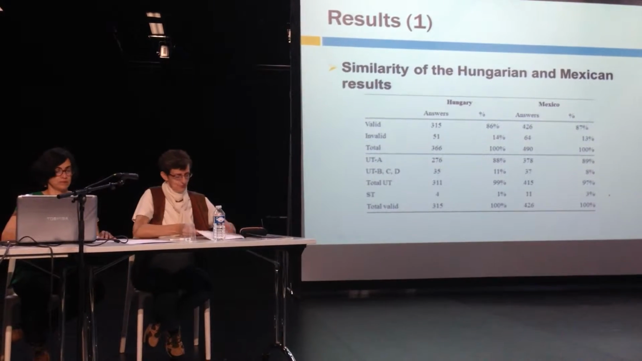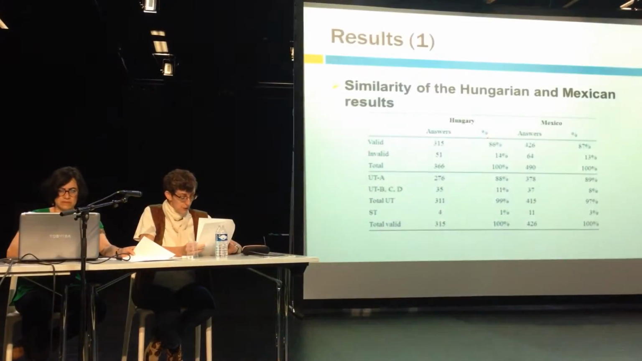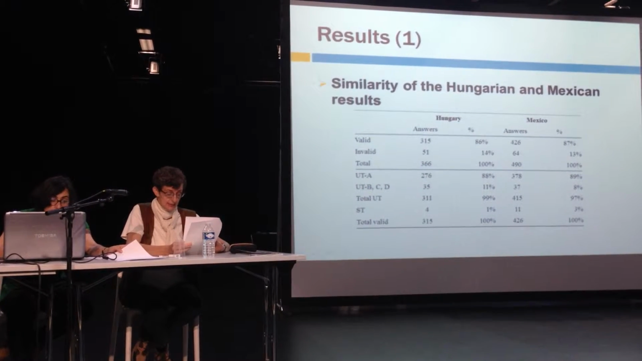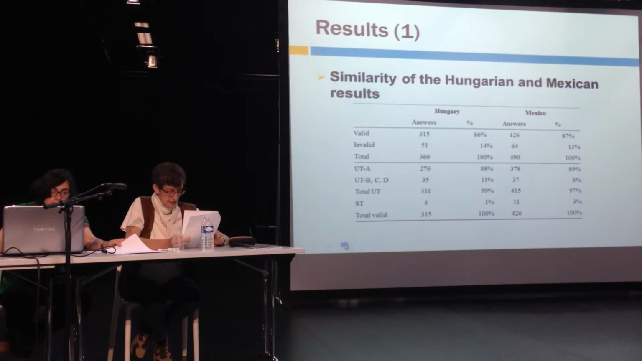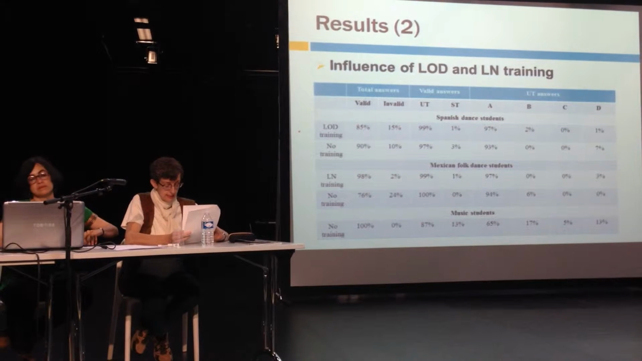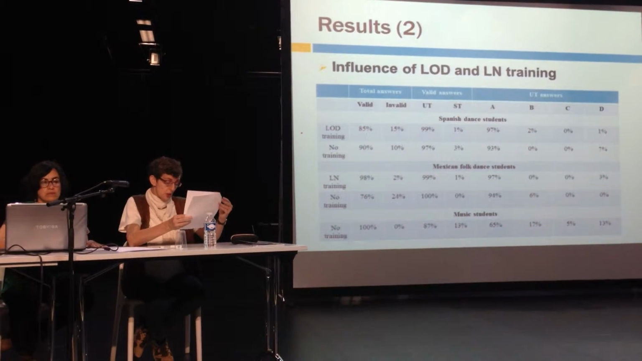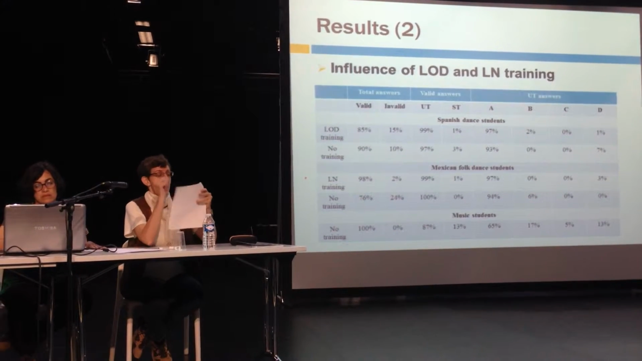2. One of the differences between the Hungarian and the Mexican studies was that while in the first one all the subjects had Laban notation training, the Mexican study had 3 groups: subjects with no movement analysis training, subjects with basic LOD training, and subjects with basic Laban notation training. While the results are in no way final, we can say that A.